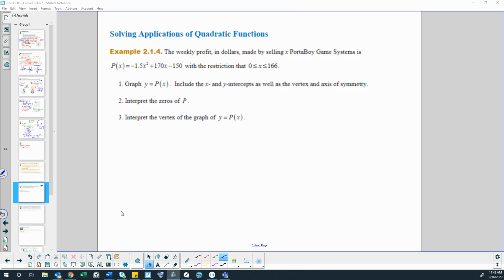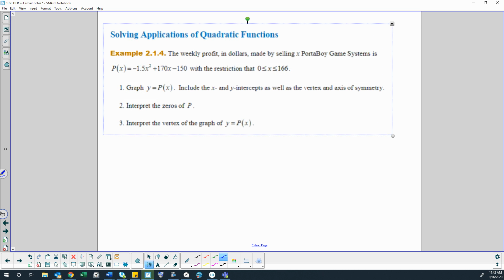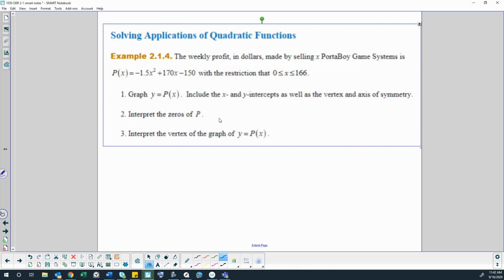Why would there be a restriction on the amount we could sell? Why can't we sell negative game systems? That doesn't make any sense. If you're trying to sell something, you shouldn't sell a negative number of them, right? So we don't want to go lower than 0. And why would there be an upper limit like 166? Do you think there's manufacturing restrictions in materials and time that it takes to build them?